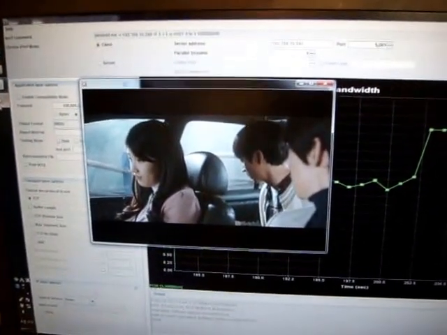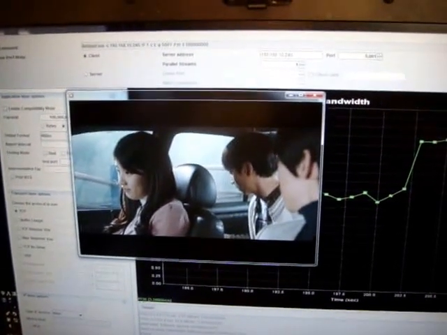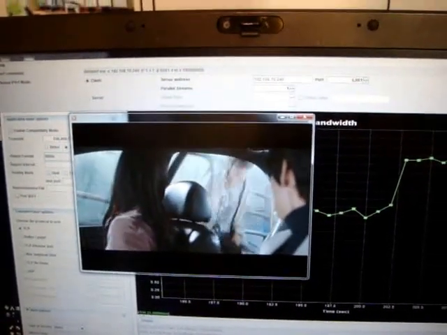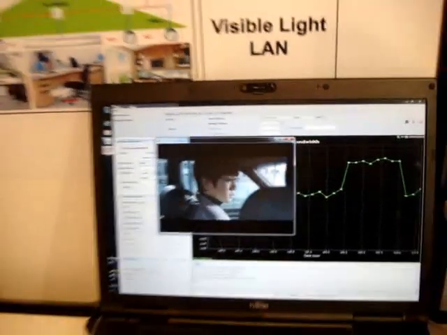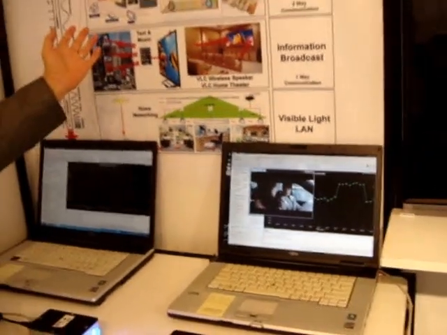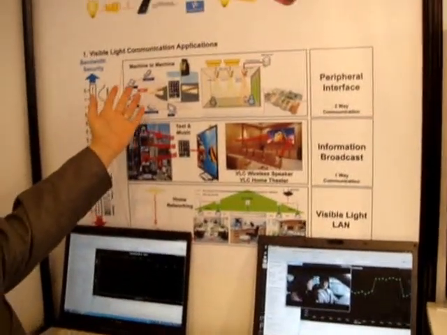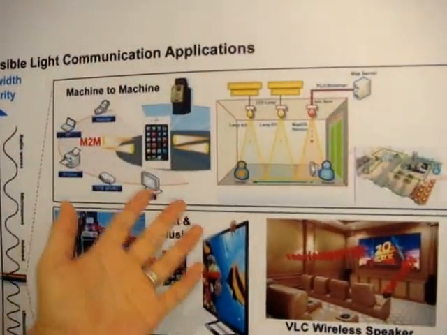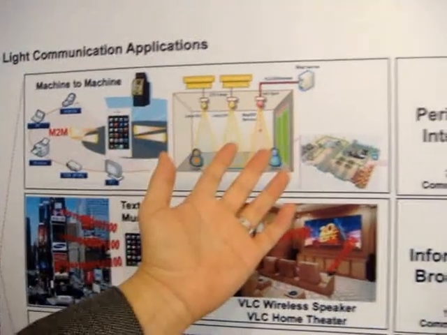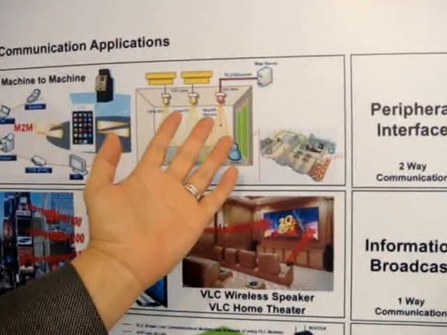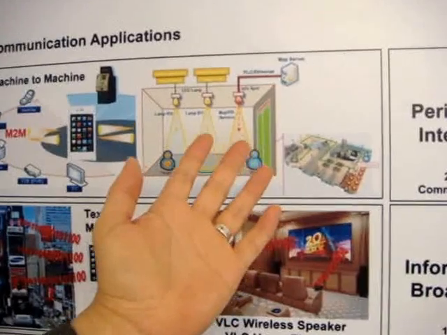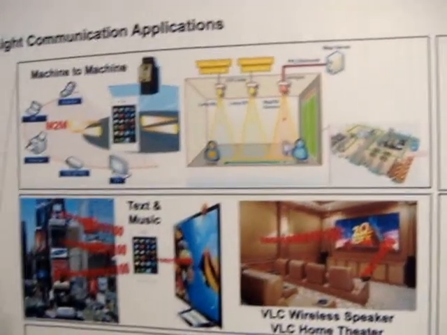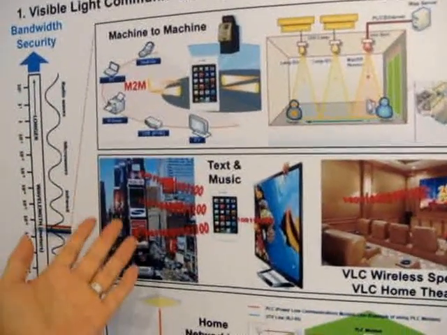So what are we going to do with this visible light communication? I can explain the applications to you. Of course, as I showed you, there is machine-to-machine communication between these devices. And there is another application, location-based service, LBS. I'll explain this later, and there are other applications like this.